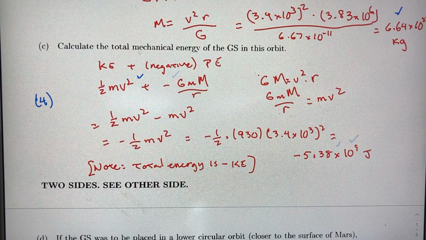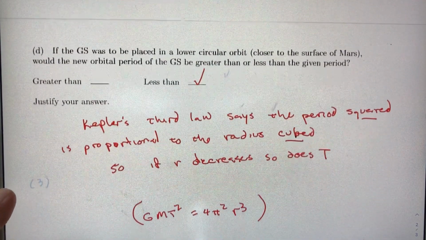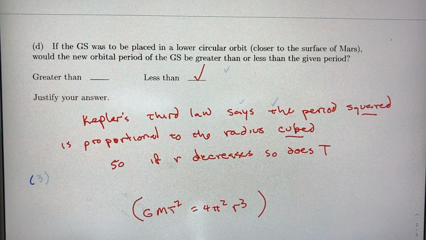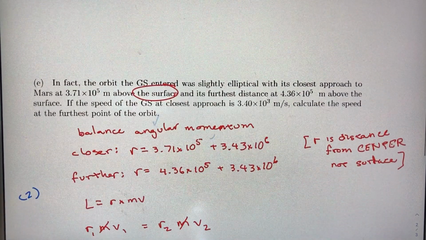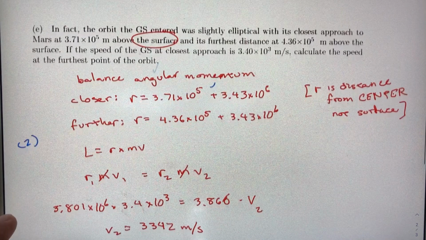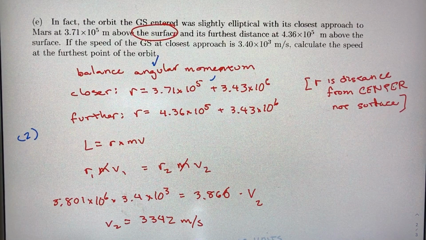Right, gravitational and kinetic and negative gravitational potential energy, and then 2 more points for getting the final answer with the correct sign. This section D is 3 points, 1 point for correctly setting less than, and 2 points for a good explanation. Last section is 2 points, 1 for the radiuses and 1 for balancing angular momentum.